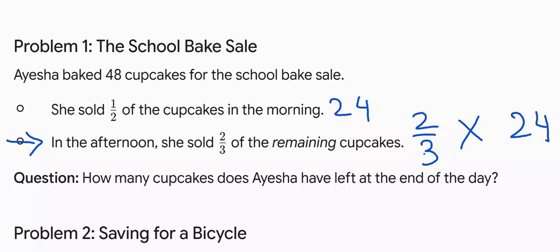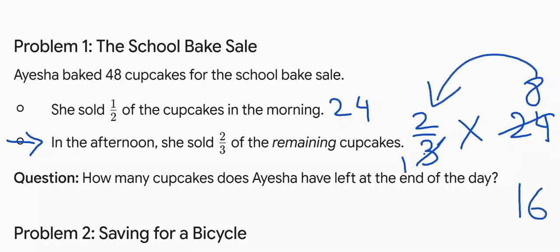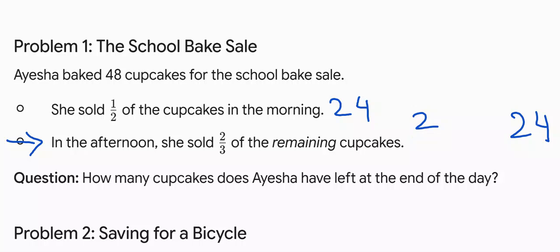When we have multiplication in the middle, we can do cancellation. Cancellation means division. 3 1s are 3, 3 8s are 24. Up to down we do cancellation. This way it is always multiplication. What is 8 times 2? It is 16. In the afternoon, she sold 16 cupcakes.